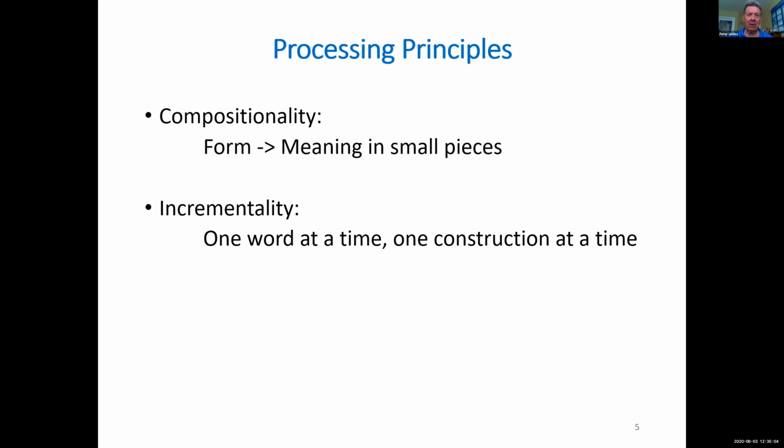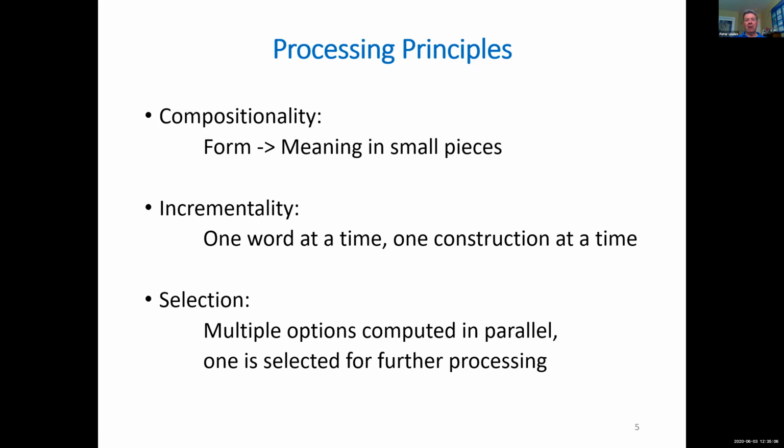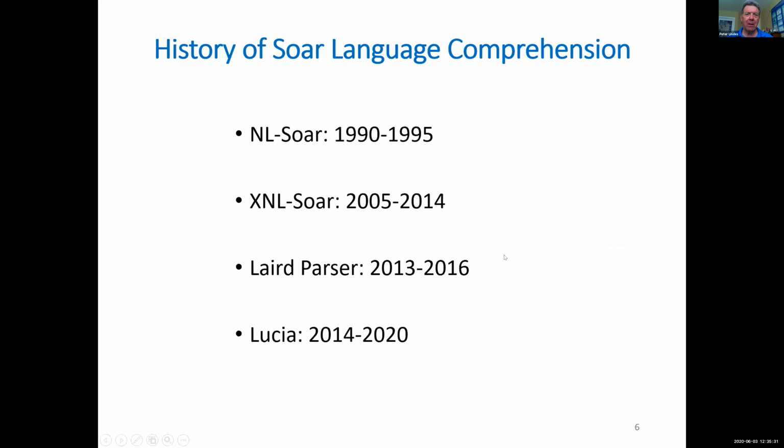And we're going to talk about that more as we go on. Another important principle of processing is selection. But often we have multiple possibilities, and there's processing going on in parallel, looking at all these possibilities, which we see as a fundamental thing going on in Soar. But then in Soar, a particular operator gets selected, or in language processing, a particular possible construction gets selected for further processing.